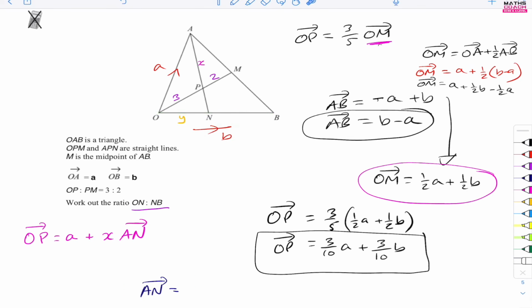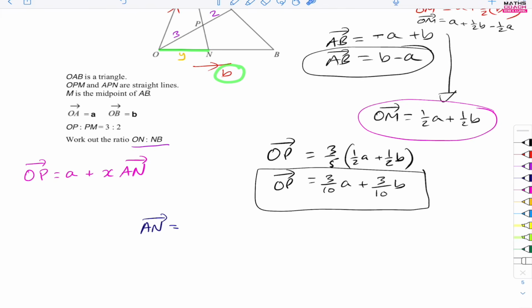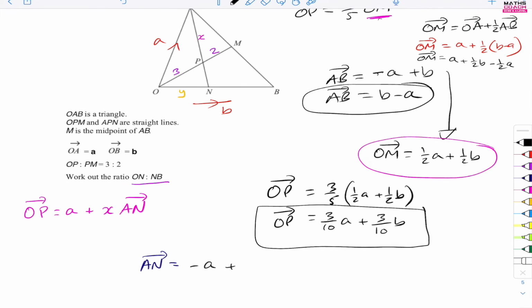So once again, A to N, we're going to go minus A plus Y part of B, okay? So that's going to be minus A plus Y part of B. All right, so we've got two different unknown parts here, an X and a Y, which we'll deal with later. For now, let's put this in its proper way.